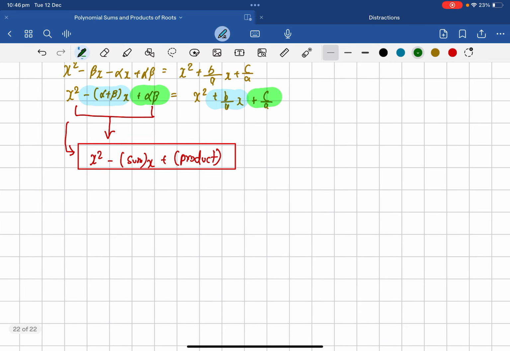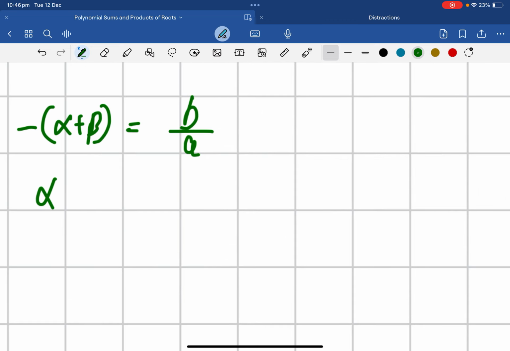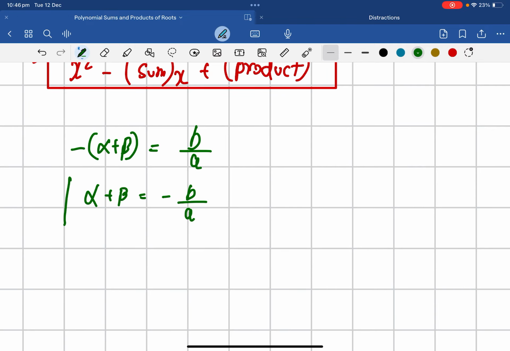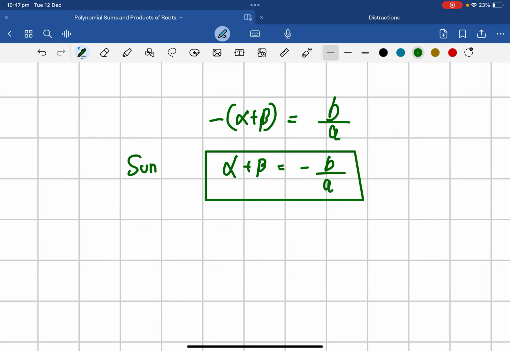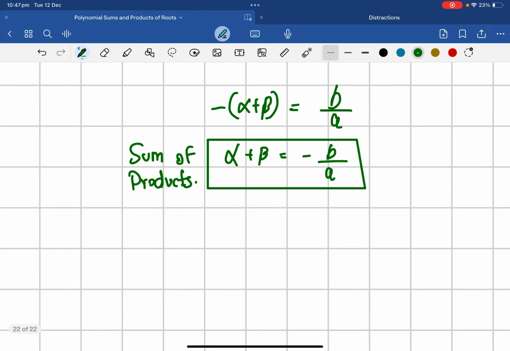So you know that minus alpha plus beta is equal to this one, b over a. Take this minus to the other side and you get the also famous alpha plus beta is equal to minus b over a. So this is how we are able to find the sum of roots.